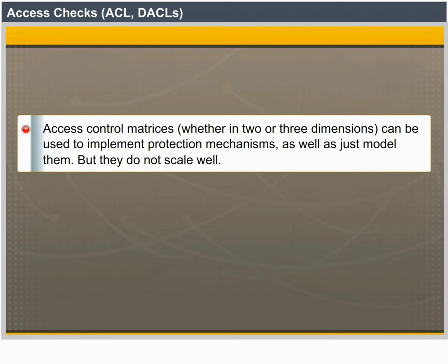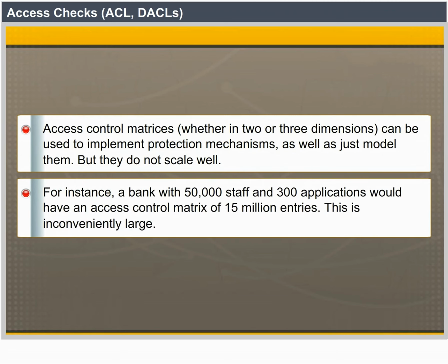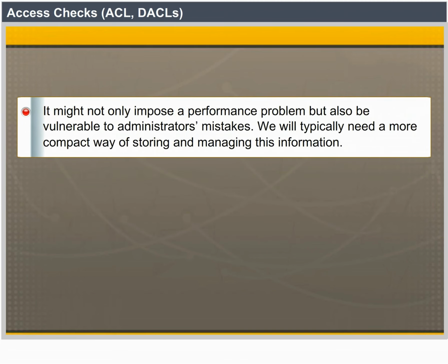Access control matrices, whether in 2 or 3 dimensions, can be used to implement protection mechanisms as well as just model them, but they do not scale well. For instance, a bank with 50,000 staff and 300 applications would have an access control matrix of 15 million entries. This is inconveniently large. It might not only impose a performance problem but also be vulnerable to administrators' mistakes. We will usually need a more compact way of storing and managing this information.